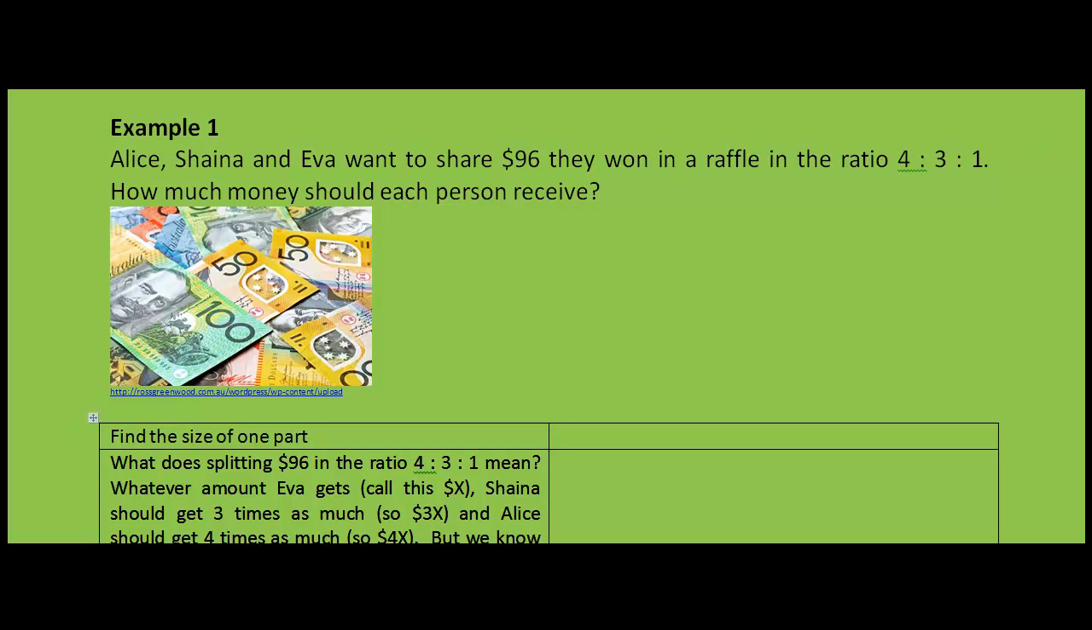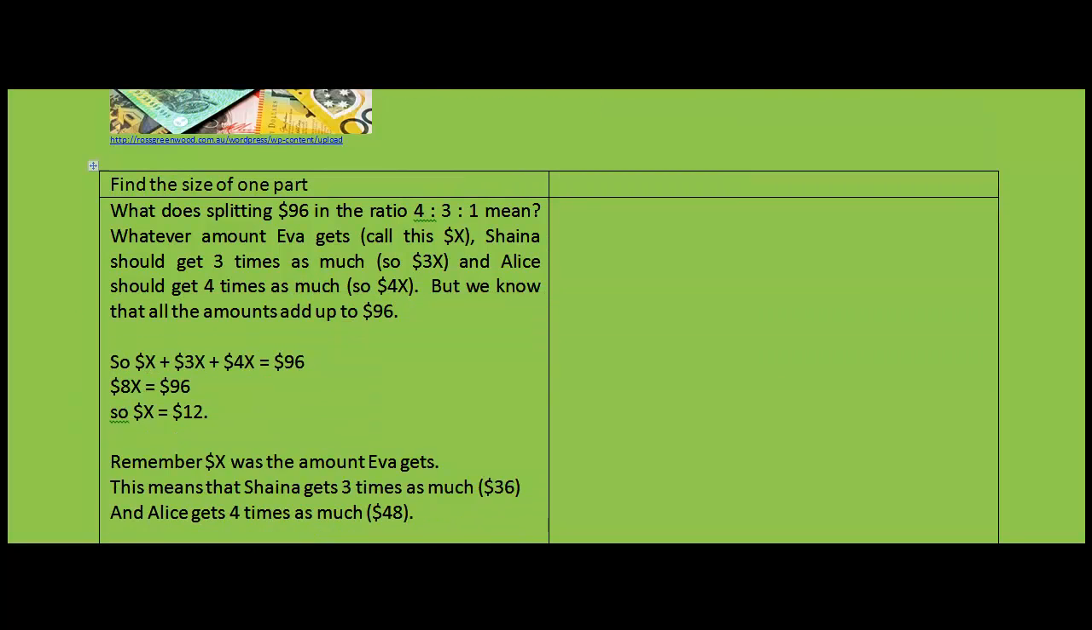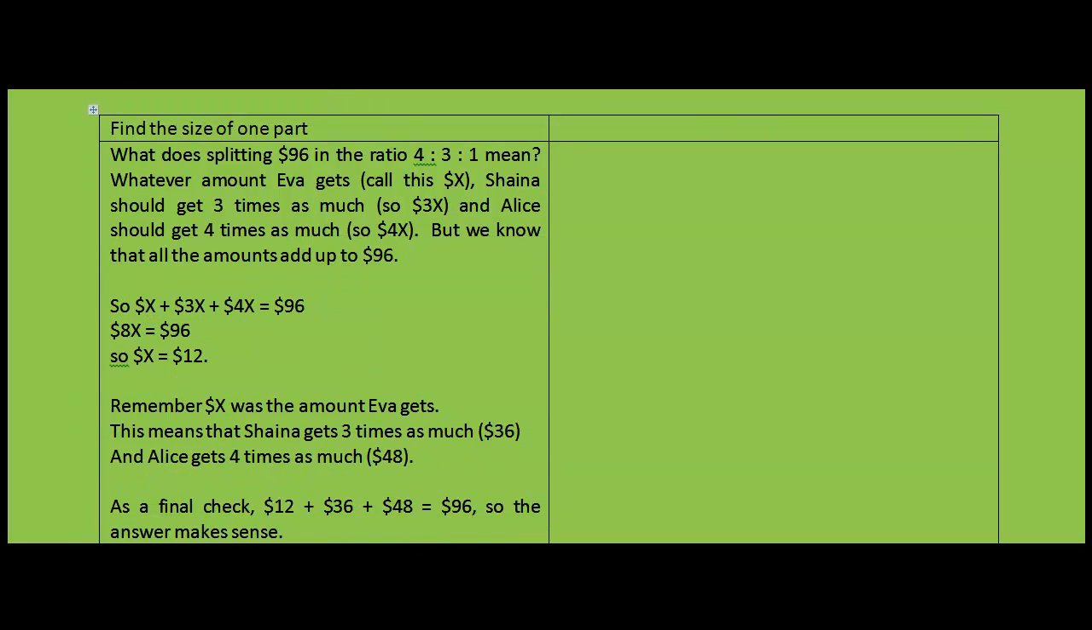In that case, Shayna should get 3 times as much, so she should get 3X dollars. And Alice should get 4 times as much as Eva, so she should get 4 times X dollars, which is 4X dollars. But we know that all the amounts must add up to $96. In other words, the X dollars that Eva gets, added to the 3X dollars that Shayna gets, added to the 4X dollars that Alice gets, should add up to $96.